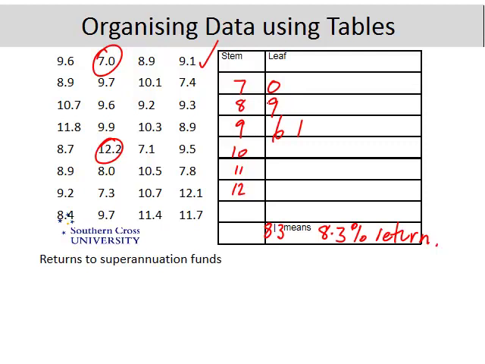7.0, it is important that you put the 0 in. 8.9 means you put a 9 here. 9.7, 10.1, 7.4. Now you'll notice that I'm spacing these out. When I finish, this is going to look like a histogram on its side, and you'll be able to see where most of the data is centred. So 10.7 is a 7, 9.6 is a 6, 9.2, 9.3, that's that row. 11.8, 9.9, 10.3, 8.9, that's that row.